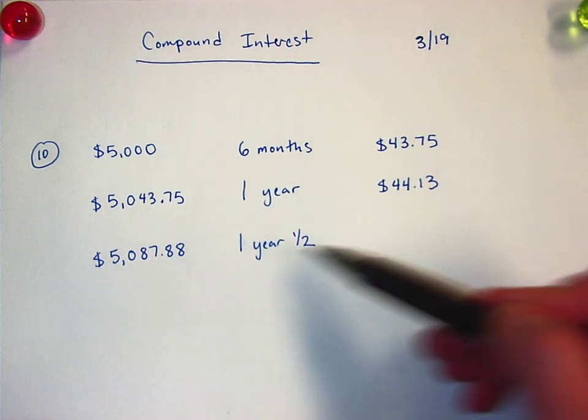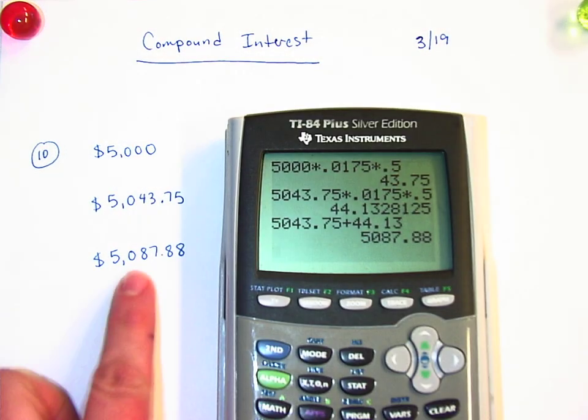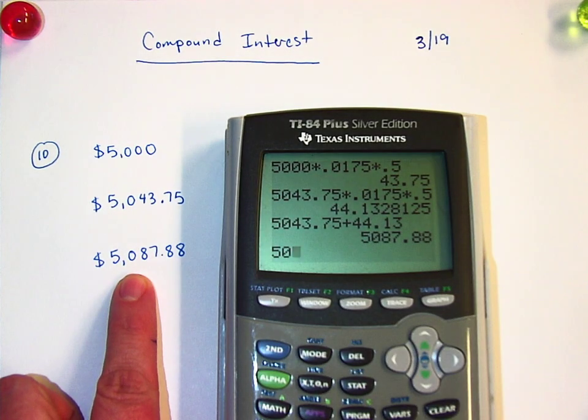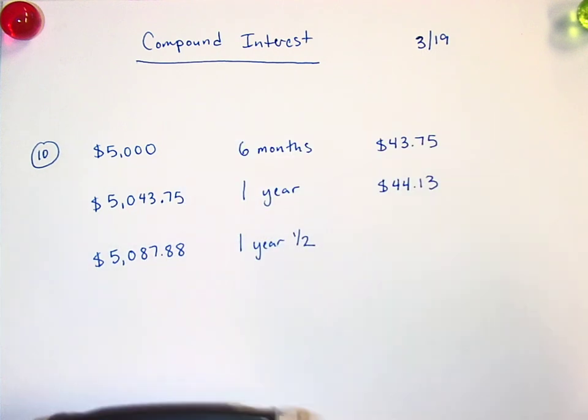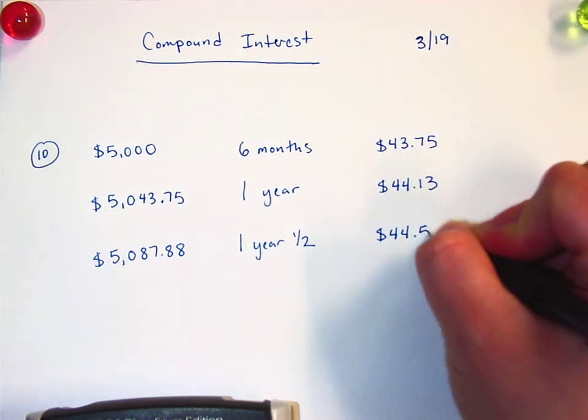And then I'm going to multiply again. So this time I'm taking $5,087.88, multiplying by that same rate from number 10, which is 1 3/4%, 0.0175, times another 6 months, which is another half a year. And this time I'm going to get $44.52.